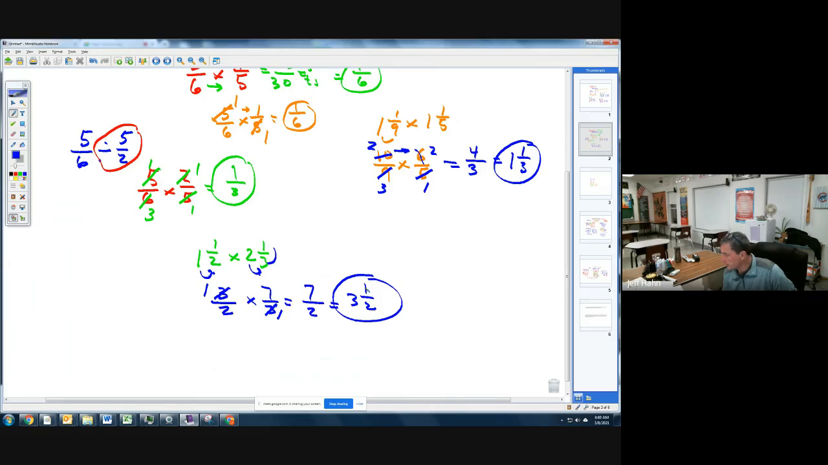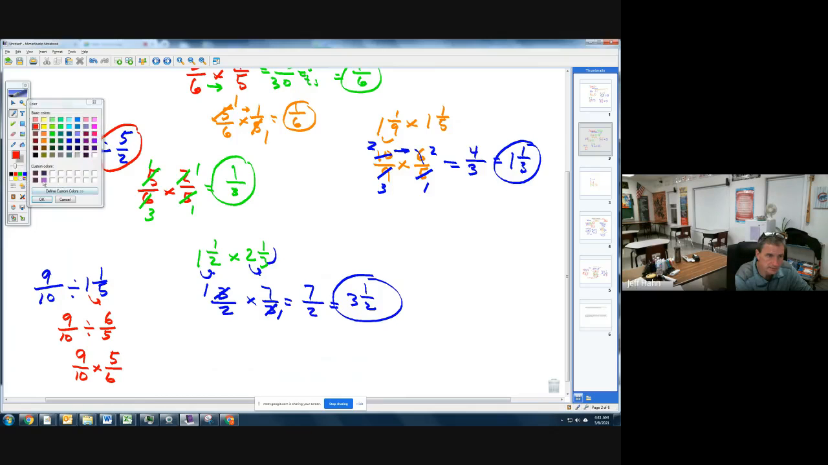And one last one. Let's do 9/10 divided by 1 1/5. All right, so first thing we need to do is make them improper. You don't have to worry about 9/10, it's already improper. And 1 1/5 becomes 1 times 5 plus 1, 6/5. Now I need to make this multiplication by flipping and multiplying by the second fraction, which is 5/6.